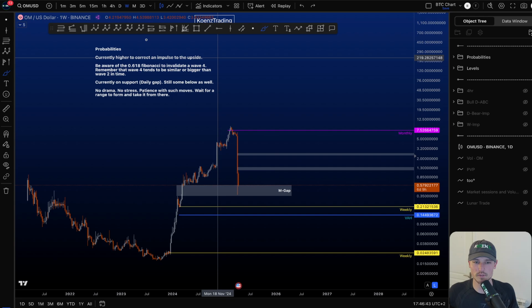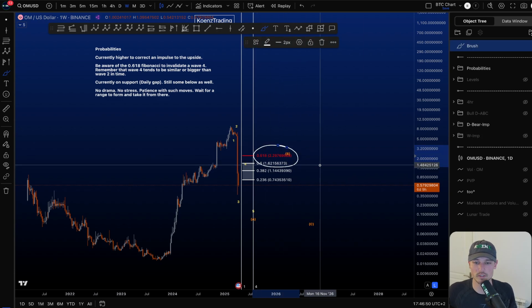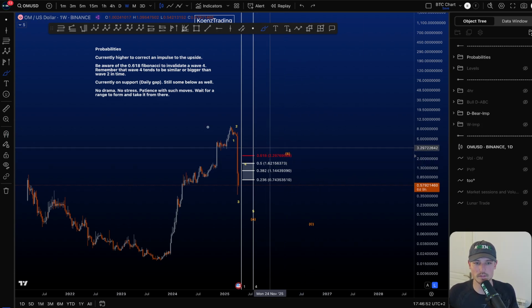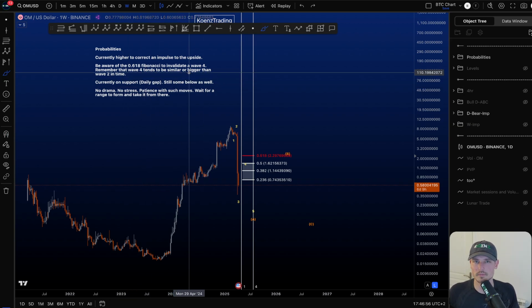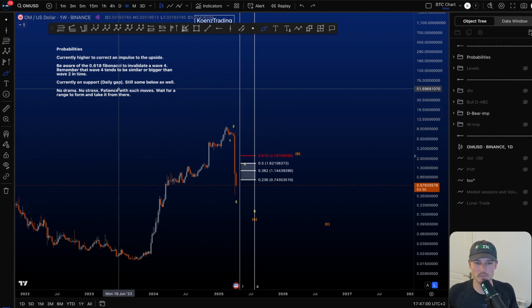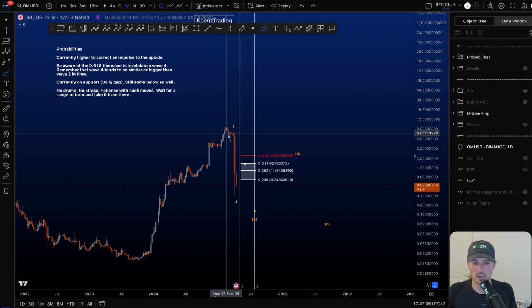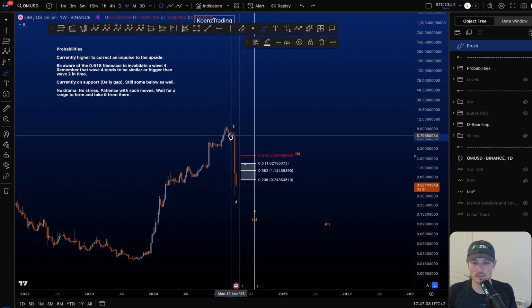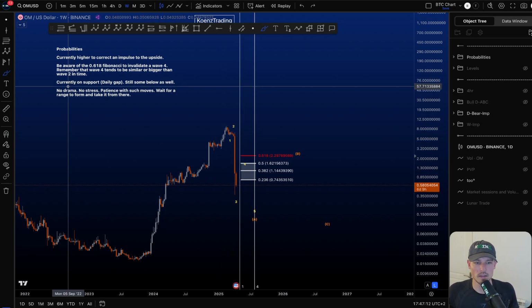Now be aware of the 0.618 Fibonacci to invalidate a wave 4, right? Here it is, 2.297. Remember that wave 4 tends to be similar or bigger than a wave 2 in time, something to keep an eye on with the Fibonacci times as well, right? So currently it's around the 12th of May. If that's your low, if you create another low, you just got to take it from start of 2, end of 2 to that new low, okay?